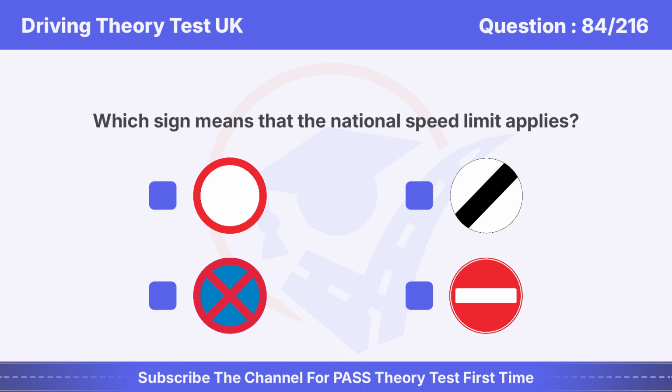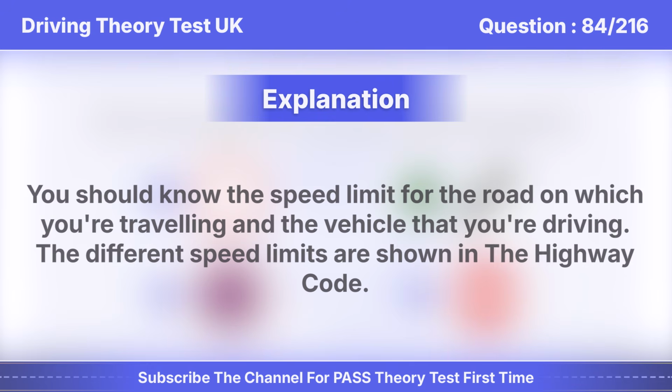Question 84. Which sign means that the national speed limit applies? Answer is B. You should know the speed limit for the road on which you're traveling and the vehicle that you're driving. The different speed limits are shown in the highway code.